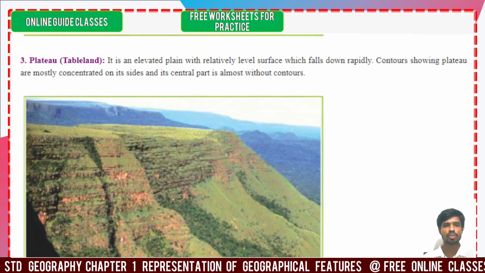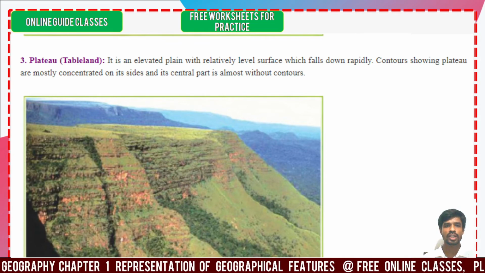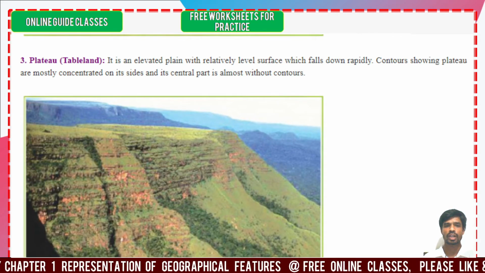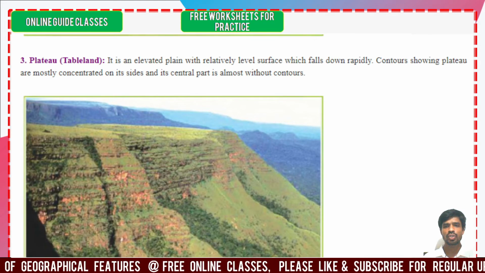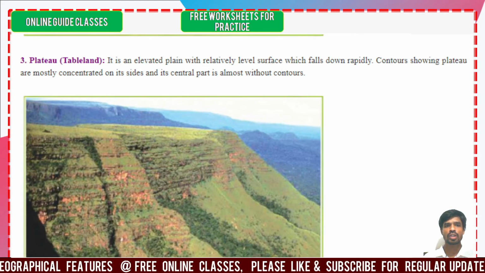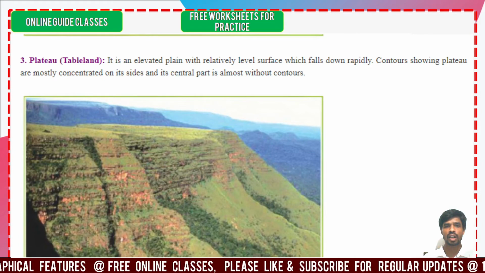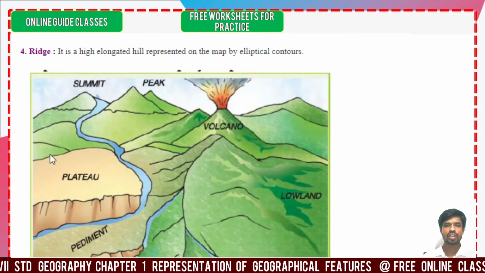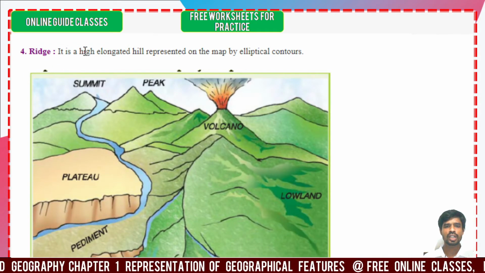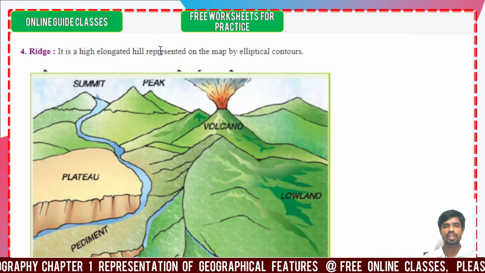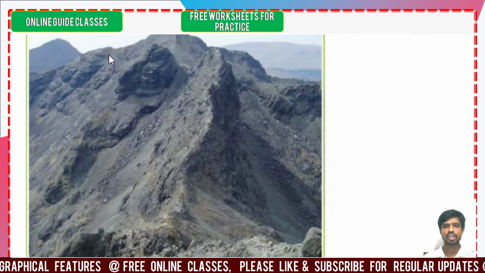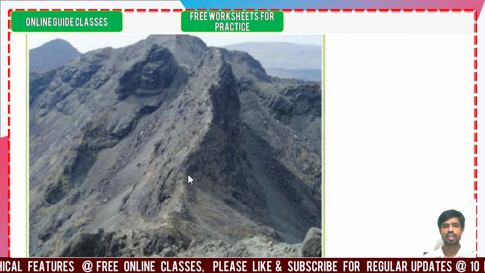What do you mean by plateau? Plateau is nothing but tableland. It is an elevated plain with a relatively level surface which falls down rapidly. Contours showing a plateau are almost concentrated on its sides and its center part is almost without contours. What is a ridge, by the way? It is a high elongated hill represented on a map by elliptical contours. Can you see? Elliptical contours.